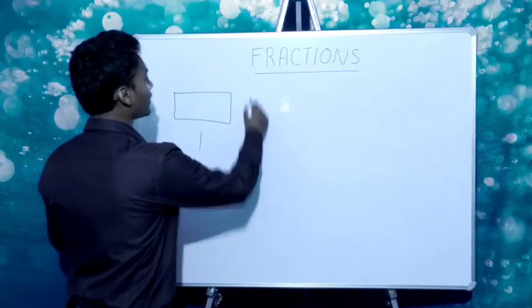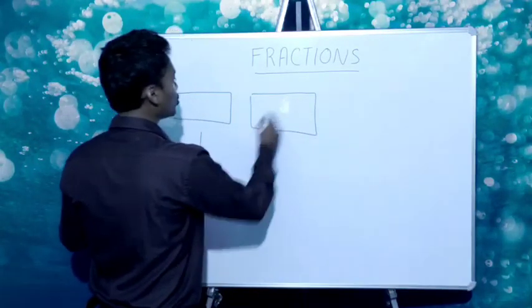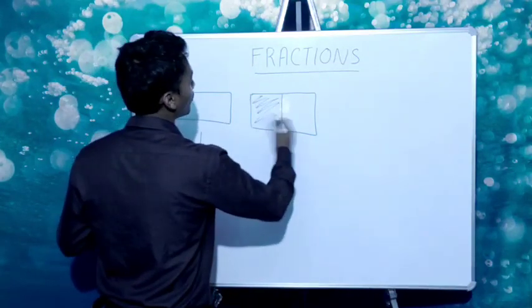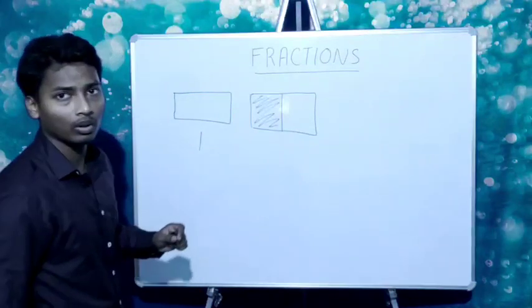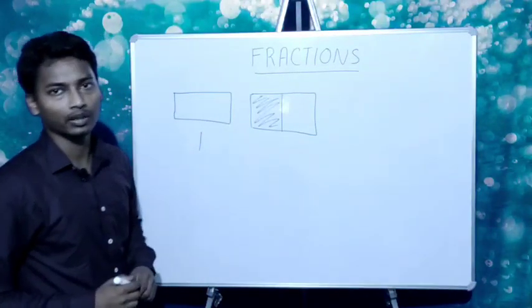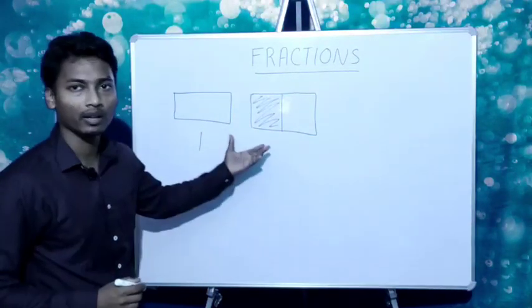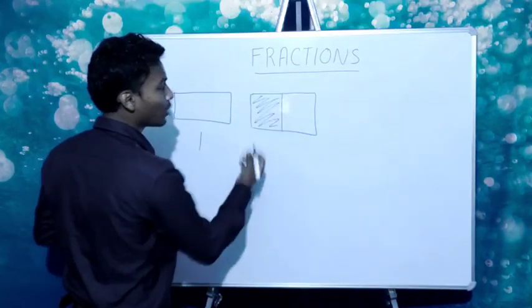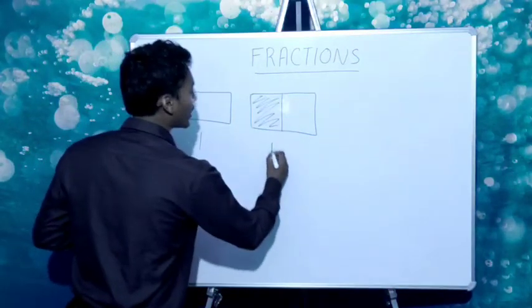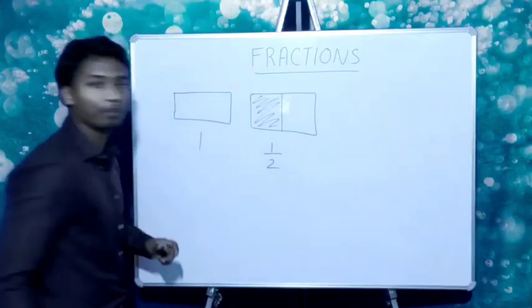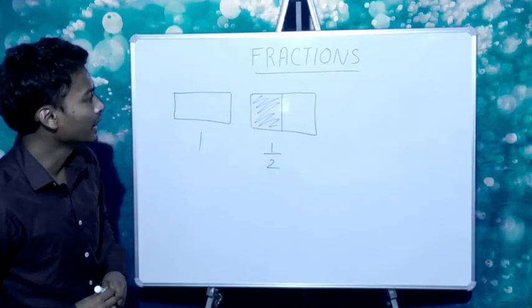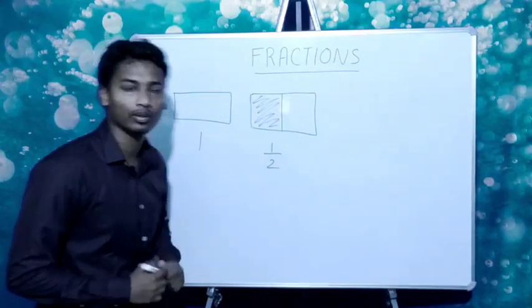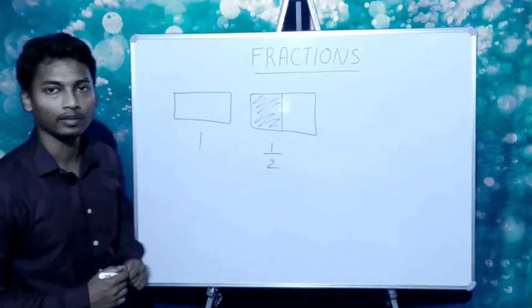If I try to divide this rectangle into two equal parts, and if I select one part out of it, how will we numerically represent that part? We can't say we are taking one part, right? So we have divided this into two parts. I'm taking out one part out of it. So I can write it as 1 by 2 part, which means I'm taking out exactly half of the rectangle.